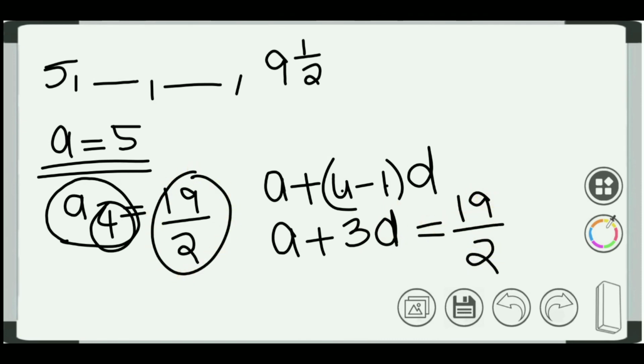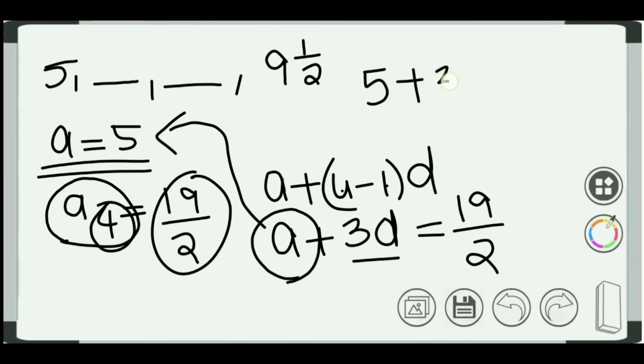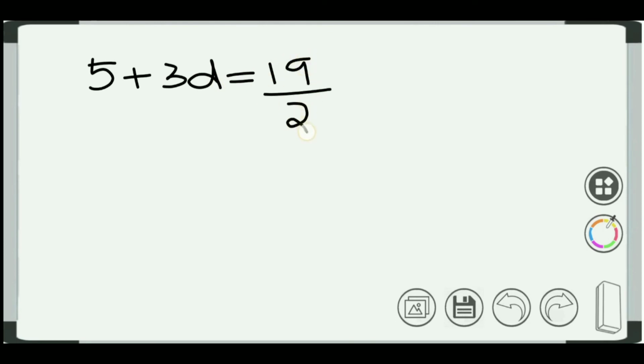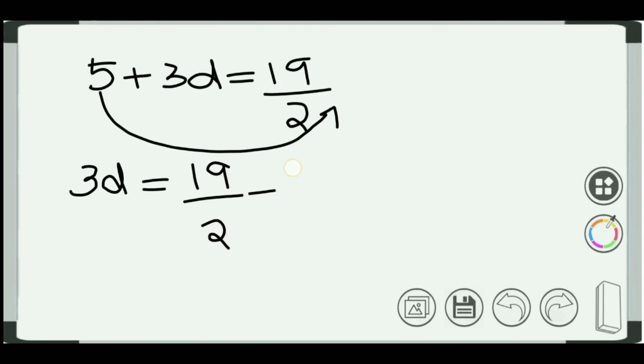So I got one equation. And also I know the value of A. What is A's value? A is equal to 5. So I can substitute A is equal to 5. 5 plus 3D equal to 19 by 2. Now I am taking this 5 this side. So positive 5 will become minus 5. 3D equal to 19 by 2 minus 5.